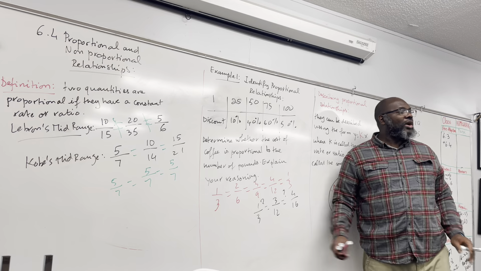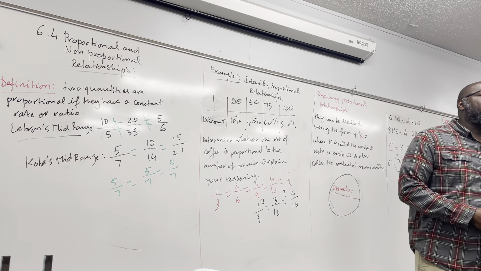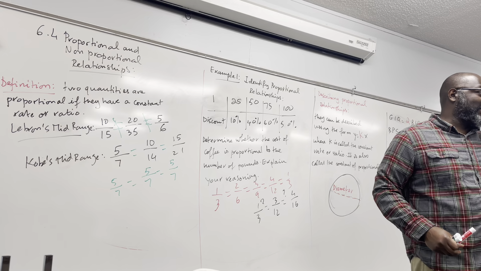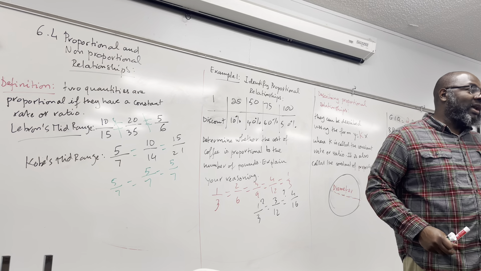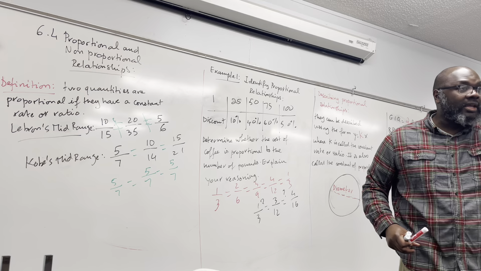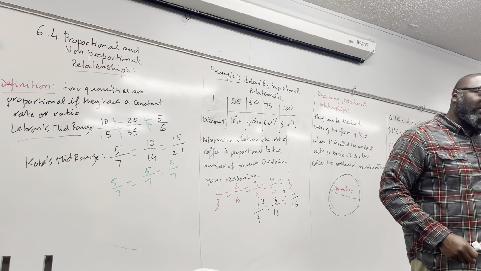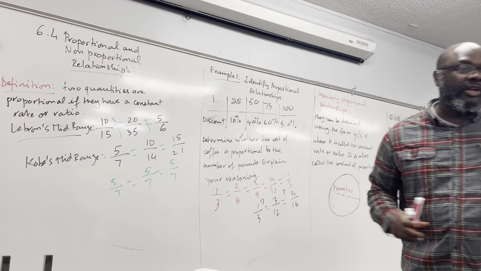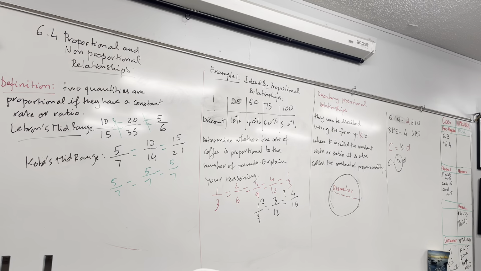The only time you have a proportional relationship is if the rate between the quantities is the same. When I say constant, I mean if it's the same, then it's proportional. If it's not the same, it is non-proportional. All right? So this is pretty much it for this chapter.